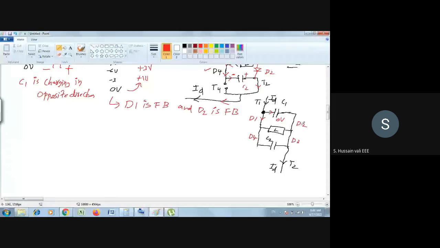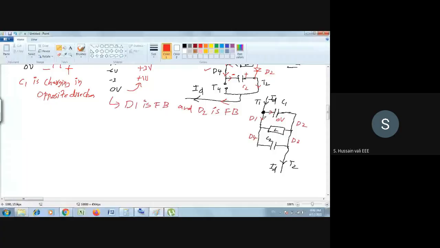But before these things happen, I am discussing that part. Please see here, at this instant of 0 volts, D1 is turned on, D2 is also turned on. Then the ID which is flowing here, this time it will get divided into two parts. One part is through the capacitor, the other part is through T1. Am I correct or not?